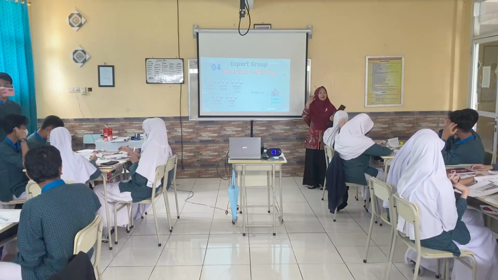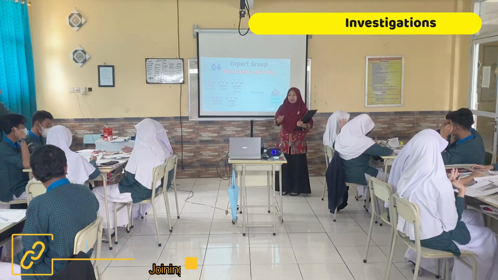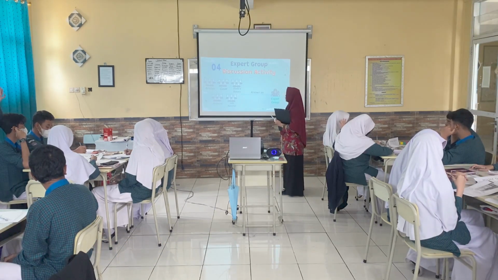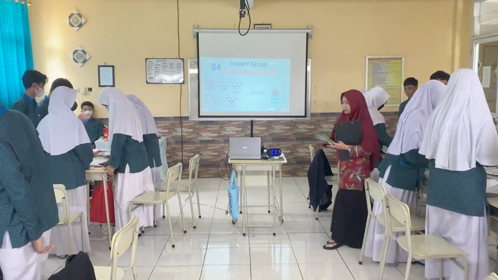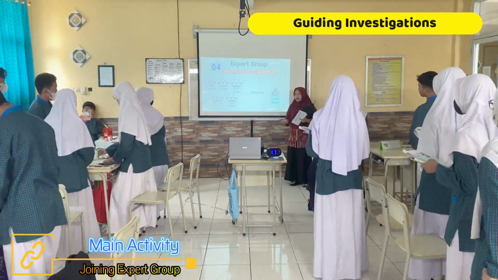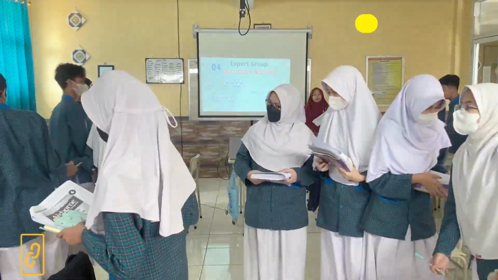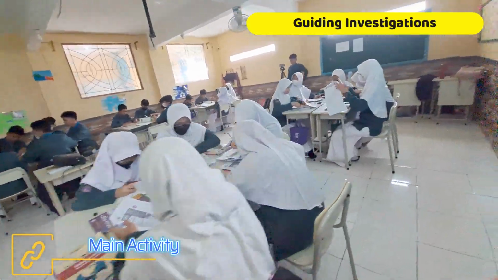After doing activity 1 for 10 minutes, the teacher will direct the students to join expert group. Students who have the same label texts will gather in group. They will do a discussion about what they have written in activity 1. They will check whether their answers are correct or incorrect for another 10 minutes.